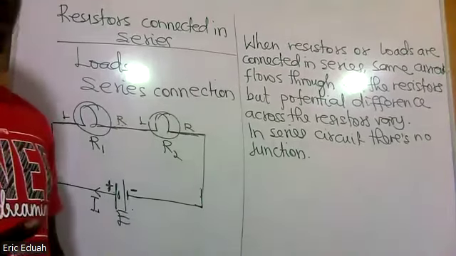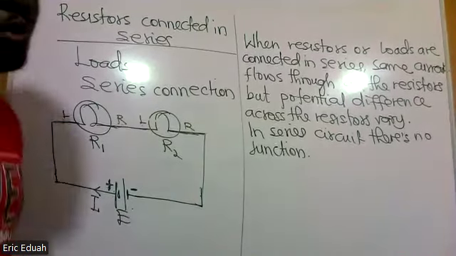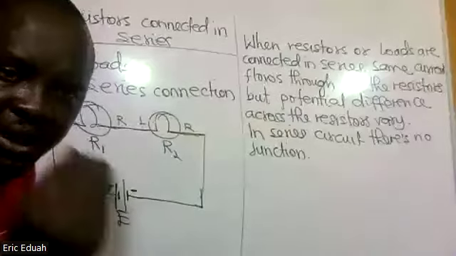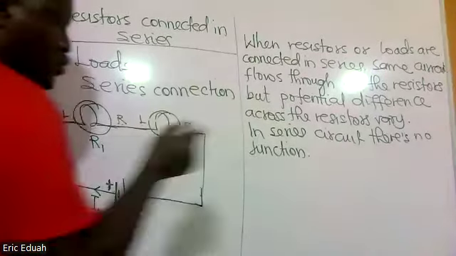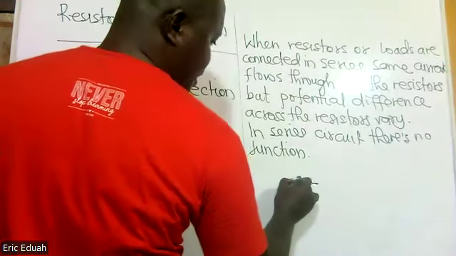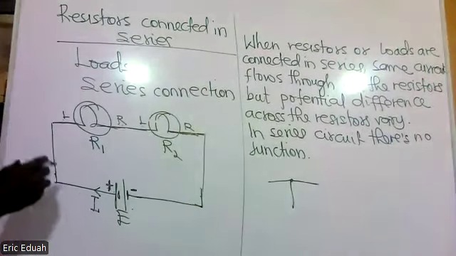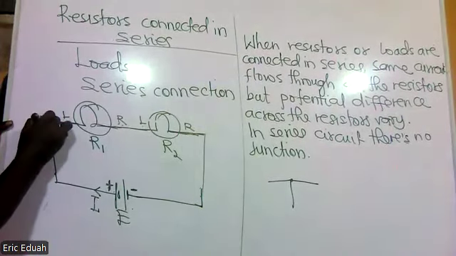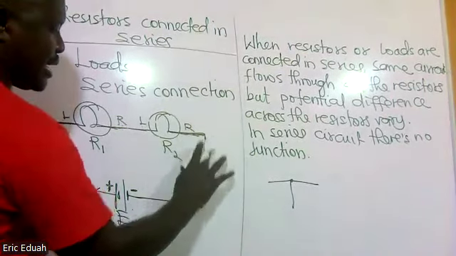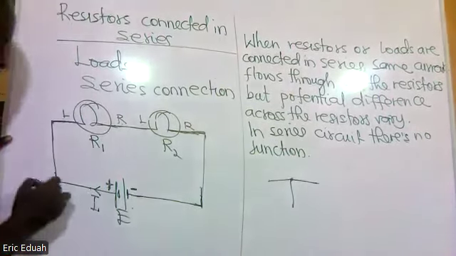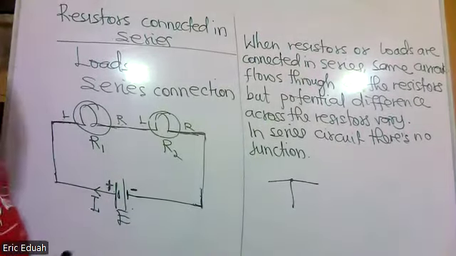In electricals, when we talk about a junction, it is a point where 3 or more wires connect. A junction refers to a point where 3 or more wires connect. So look at this point. Over here, we have this wire and this wire. It's not up to 3. Over here, we have this wire and this wire. It's not up to 3. Here and here, the same. So the same amount of current flows through all of them because there is no junction.